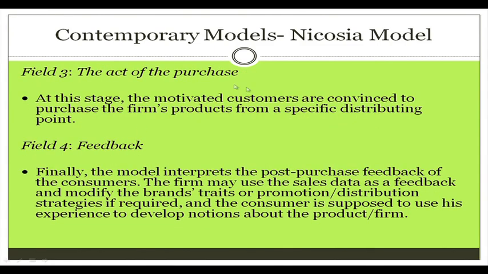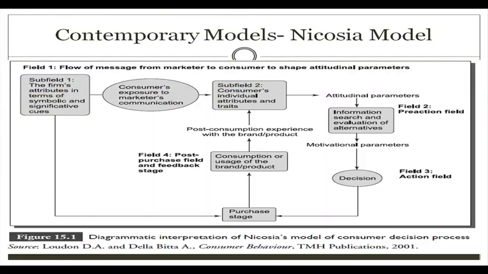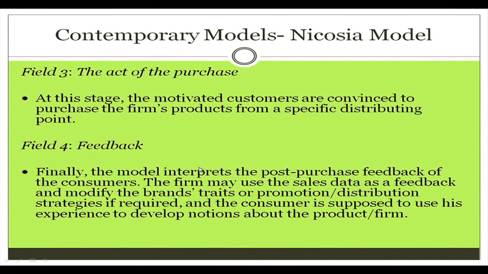After evaluation, field number 3 is the action field, where you take the decision to purchase a particular product and then finally you purchase it. And then comes field number 4. Field number 4 in the model, as you have seen, is a feedback loop.